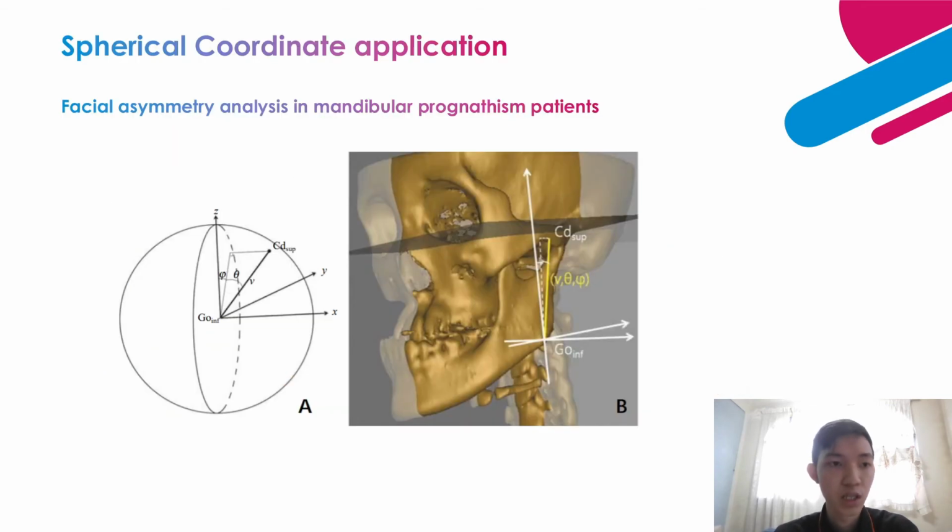The next one is more about spherical coordinate applications in real life. The first one is facial asymmetry analysis in mandibular prognathism patients, where doctors can use this approach to make accurate and detailed analysis to fix the facial misalignment problems of patients.